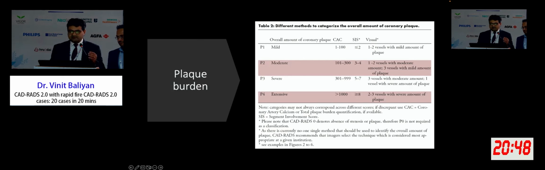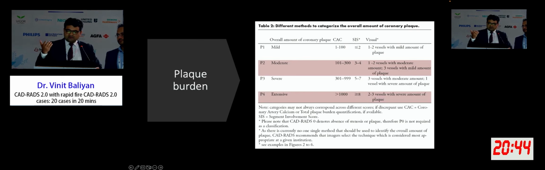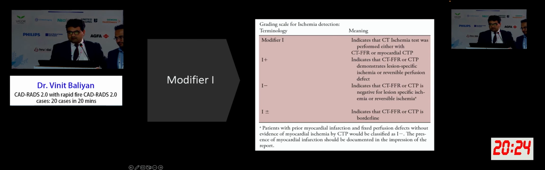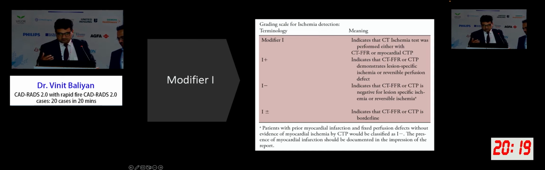Alright, so plaque burden, again mild, moderate, severe, extensive. It can be based on calcium score, it can be based on visual, and it can also be based on segment involvement score. So calcium score 1 to 100 is P1 and so on, more than 1000 is P4. Segment involvement score is the number of vessel segments involved, and visual is just qualitative assessment. And then there is a modifier I, which means ischemia.